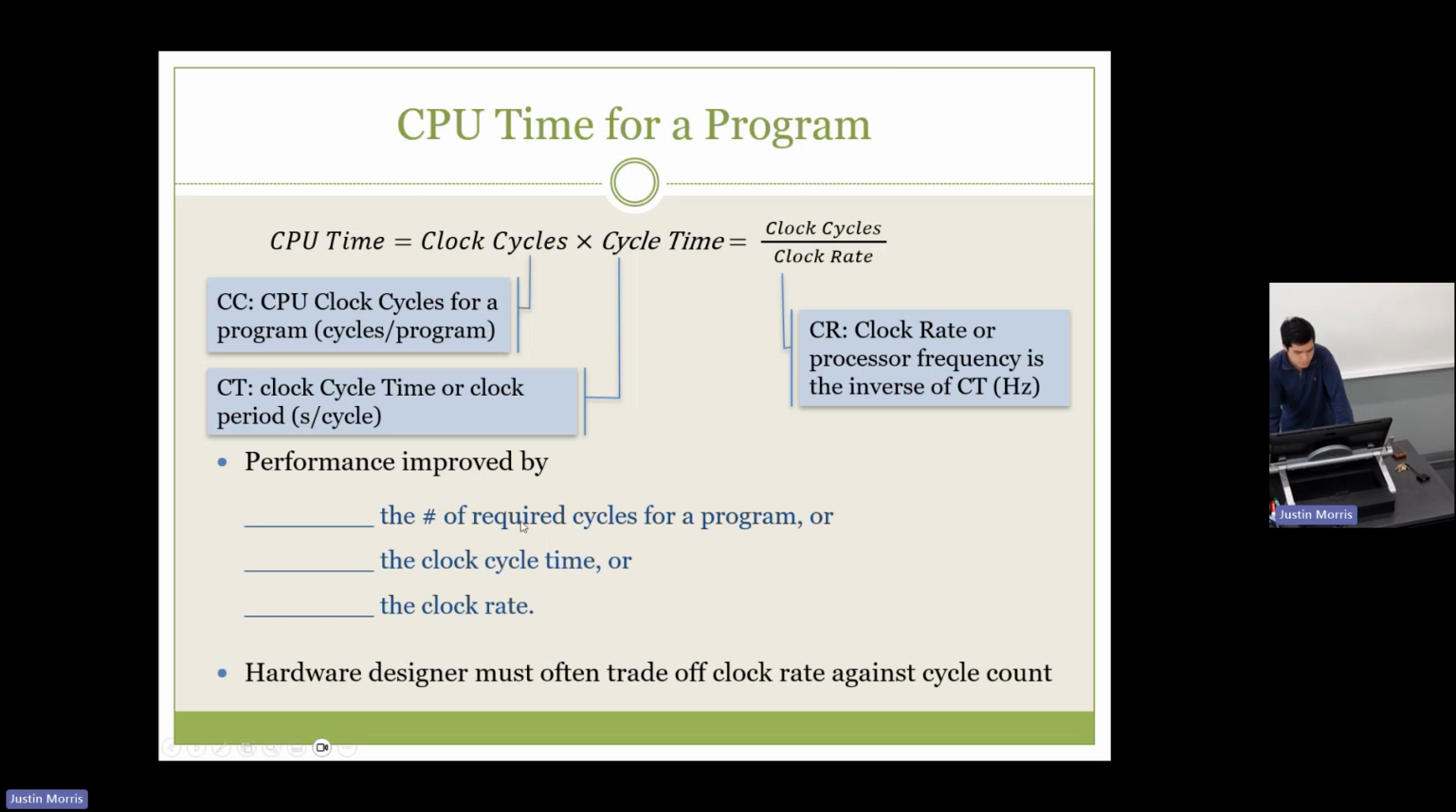So performance is improved by doing what to the number of required cycles for a program? We want to decrease it, okay? And for cycle time, we want to decrease it. But for clock rate, we want to increase. Yeah. And like we just talked about with your suggestion of making simpler instructions, the hardware designer must often trade off clock rate against cycle time, as they are kind of opposing forces. Usually when you affect one, you're going to affect the other in some way.